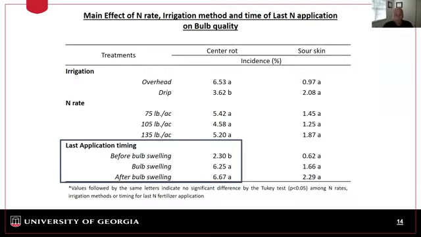But what I wanted to show everybody is that when nitrogen was applied late, after bulb swelling, she had a significant increase in center rot disease in those bulbs. And so again, this just reinforces that idea that you want to avoid late applications of nitrogen.